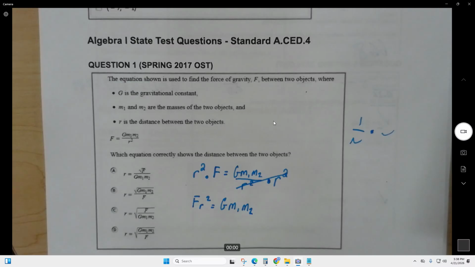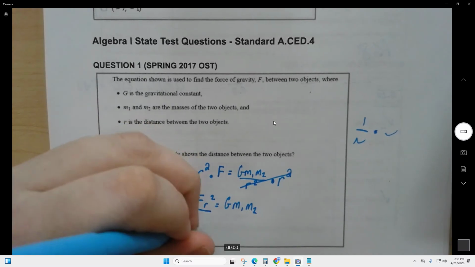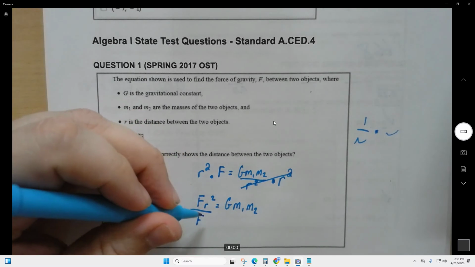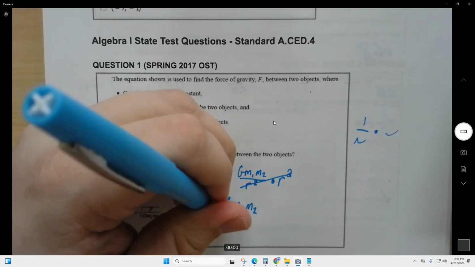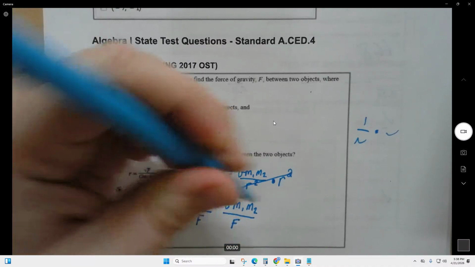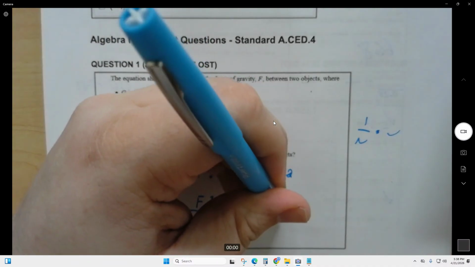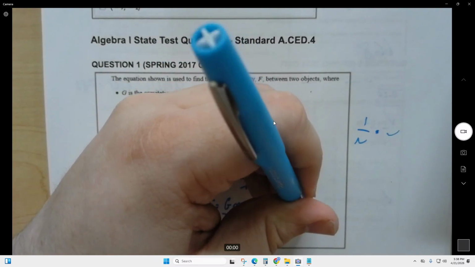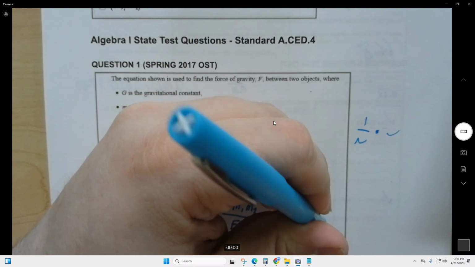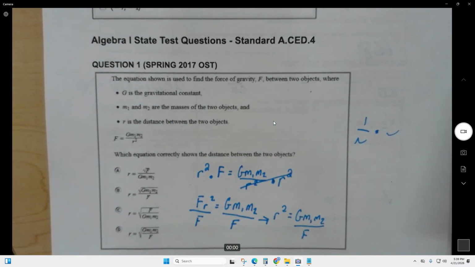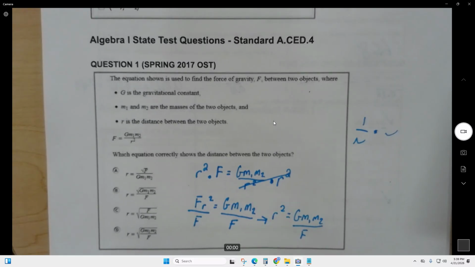So now we have R on the left, but F is also on the left. So we got to get rid of F. How do we get rid of F? You divide by F. Because F is being multiplied by R, you have to do the opposite. So you're going to divide both sides by F. That's going to give you R squared equals G M1 M2 divided by F. And at this point, okay, you have R. The problem is R is squared.